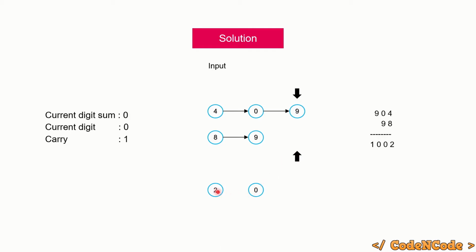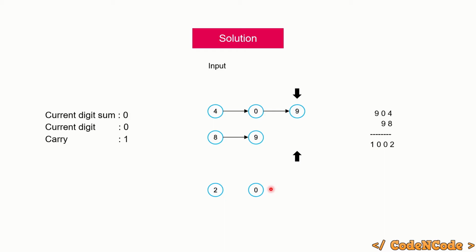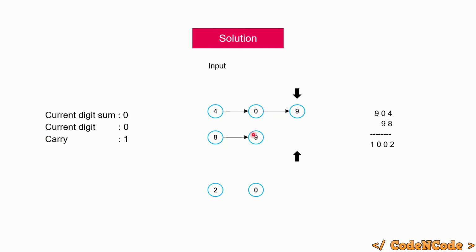At this point these two nodes are not connected, right? This will be connected when we track back. So now here you see, the next of this node is actually null, so we are here. A is actually not null, only one of them is exhausted and B is exhausted, right? The second list I am calling B.